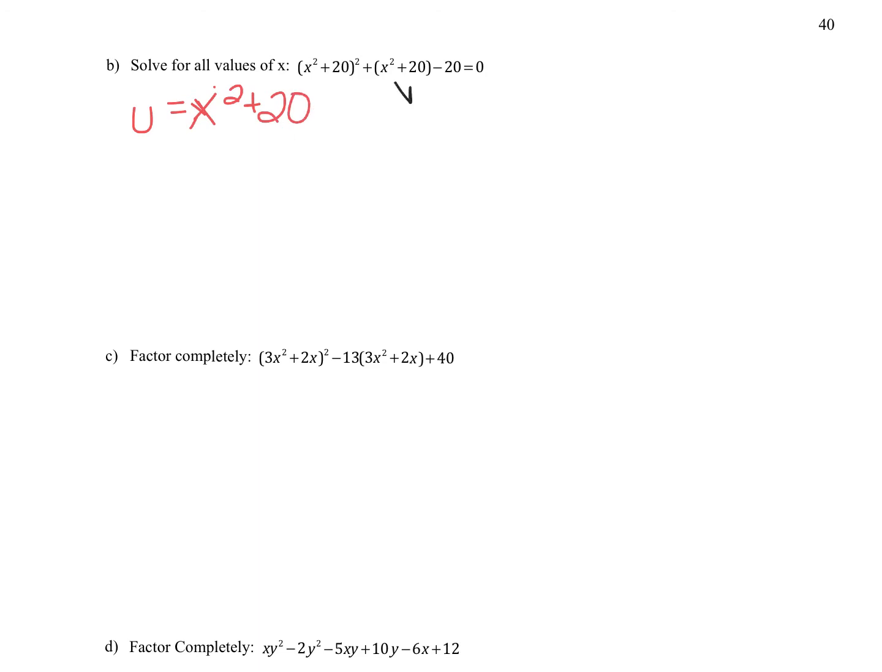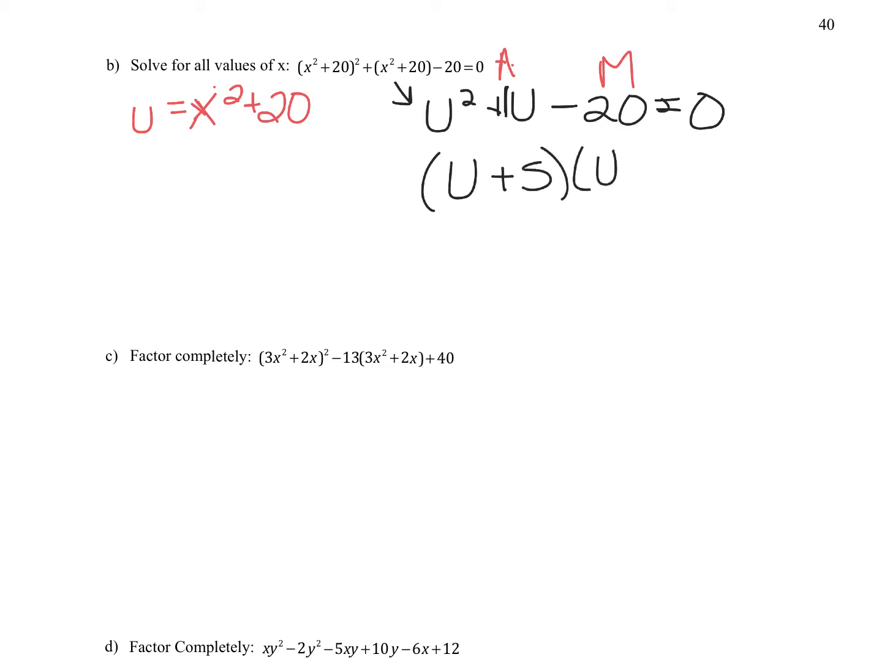So this equation is going to change into u squared plus u, that's a 1u, just to help me when I have to do my adding and multiplying, minus 20, and we are solving this one. So looking at this, we want it to add up to 1 and multiply to 20. So that's going to be u plus 5, u minus 4 equals 0. Bringing back in the value of u, I have plugging in the x squared plus 20.